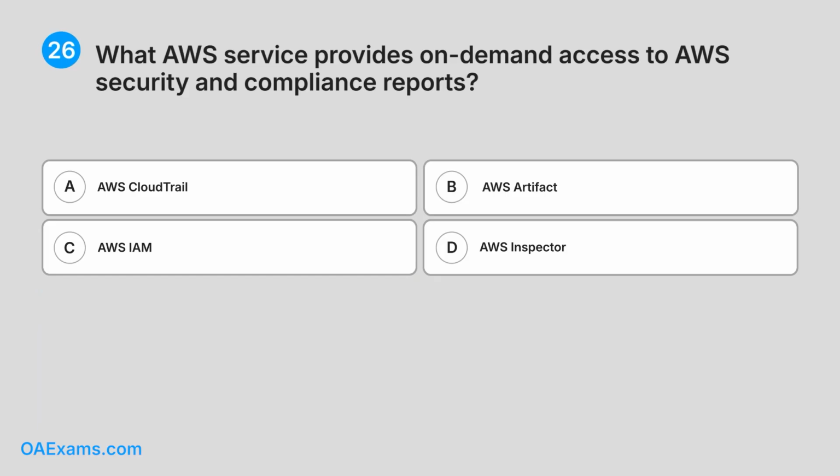26. What AWS service provides on-demand access to AWS security and compliance reports? A. AWS CloudTrail. B. AWS Artifact. C. AWS IAM. D. AWS Inspector. What do you think is the answer?